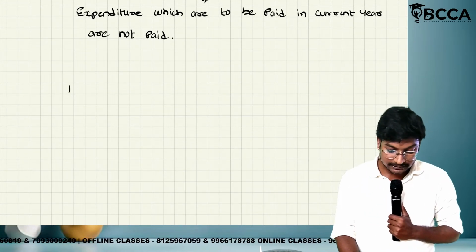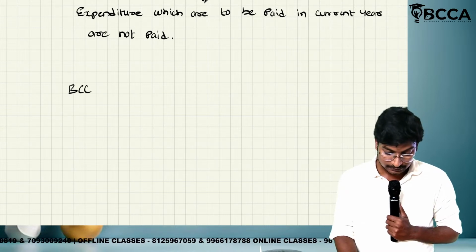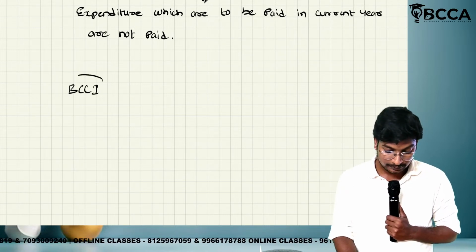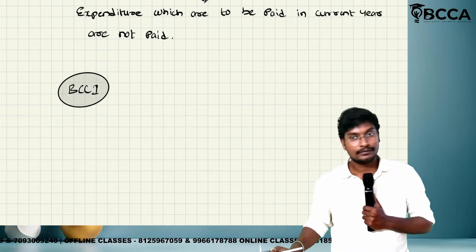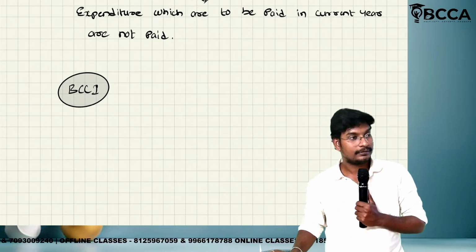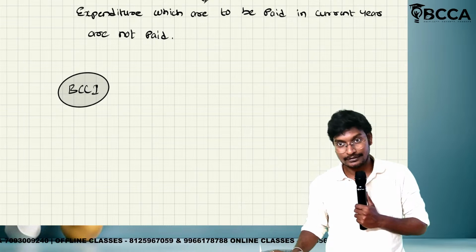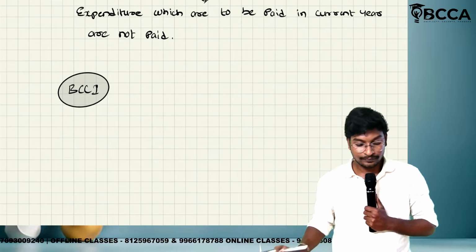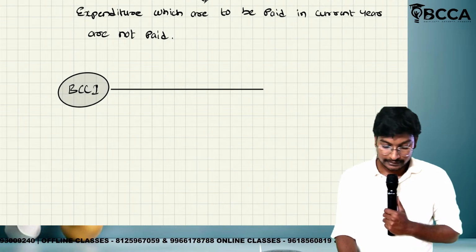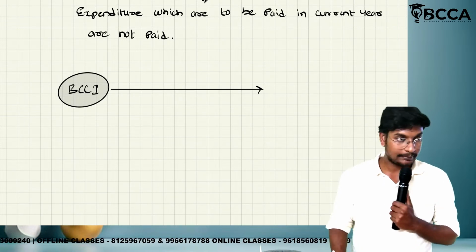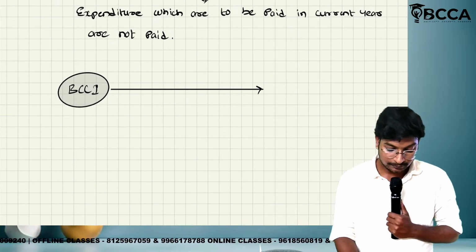You know the BCCI board, right? BCCI, not BCCA. BCCI means Cricket Council. Okay, Cricket Council board. In that they are having the employees. For their employees, what will be there? So example, what?